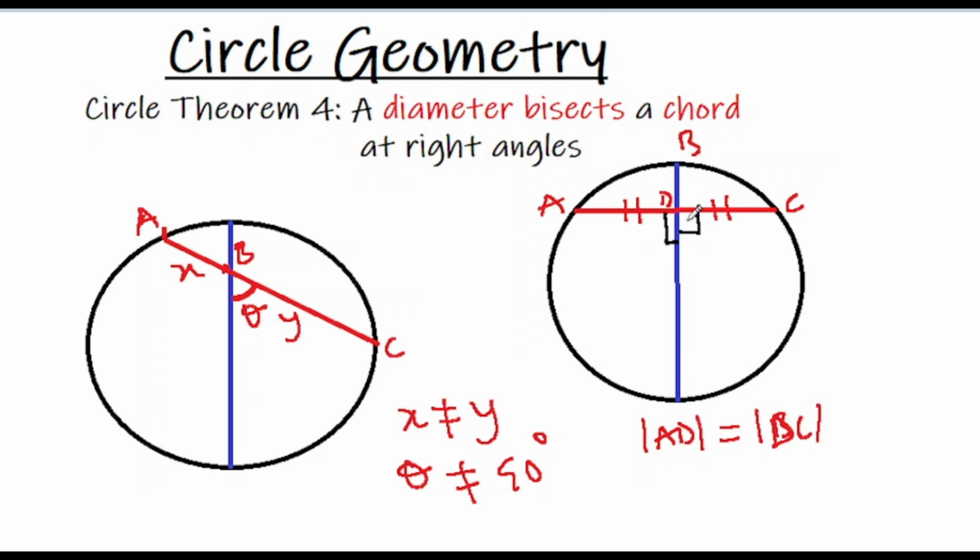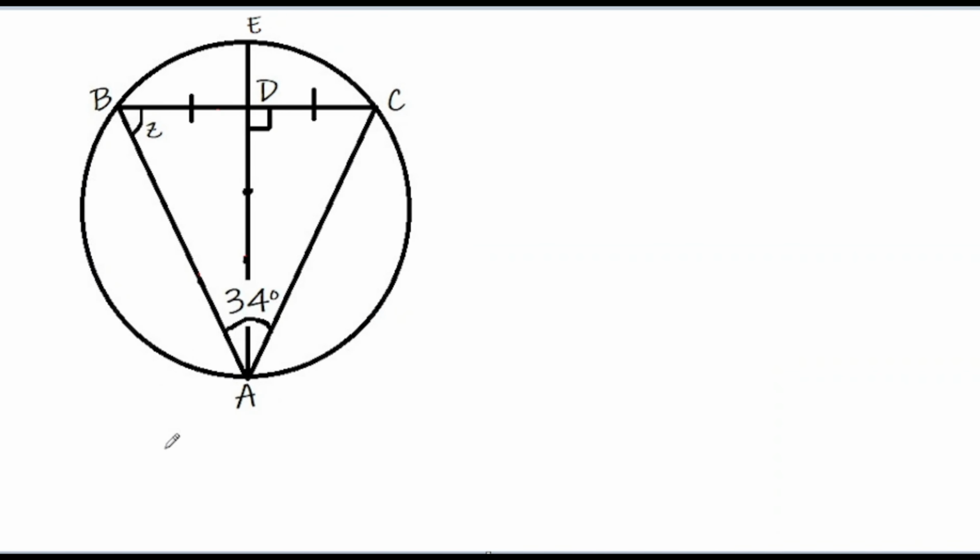Now we're going to use this theorem to solve some problems. In this example, as indicated, line BD is equal to line DC, and that's because the diameter AE is the diameter, line AE, bisects chord BC.